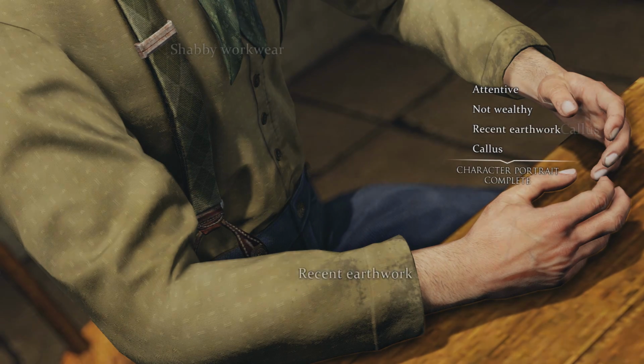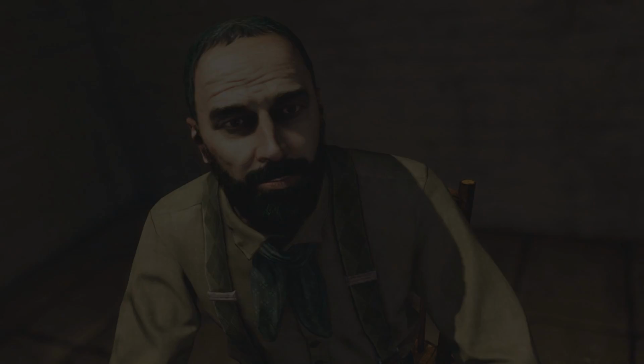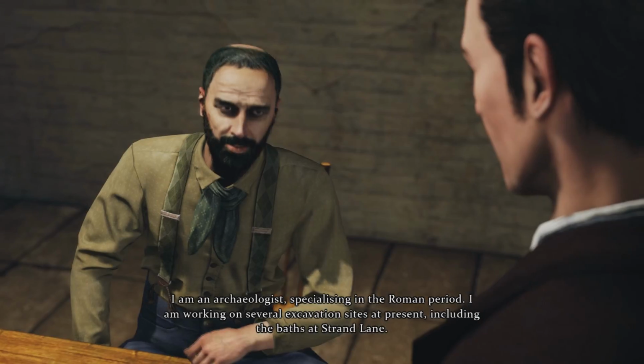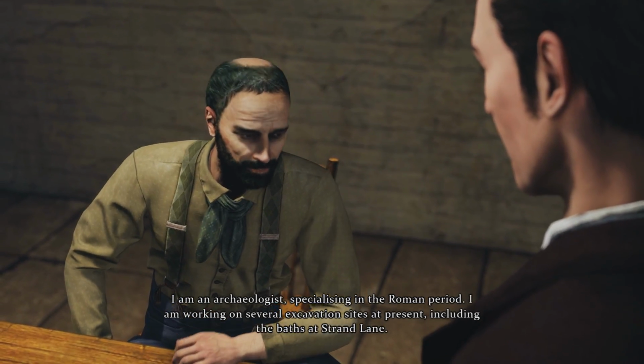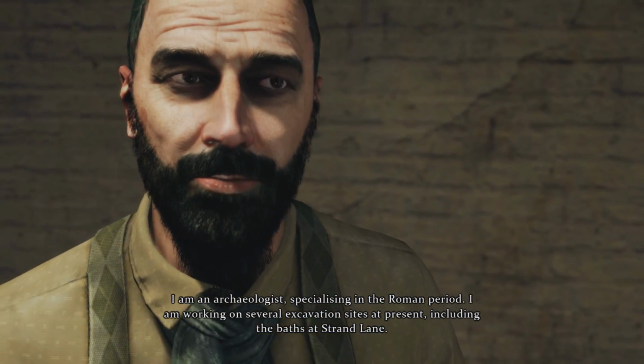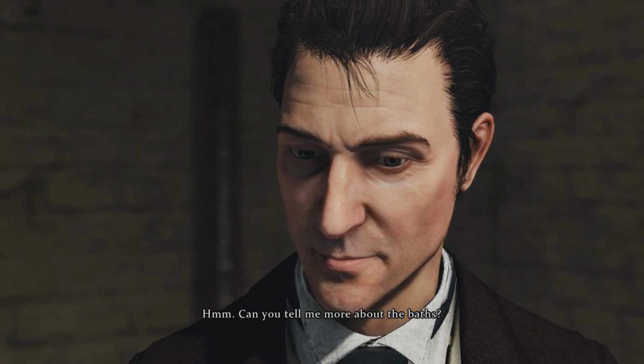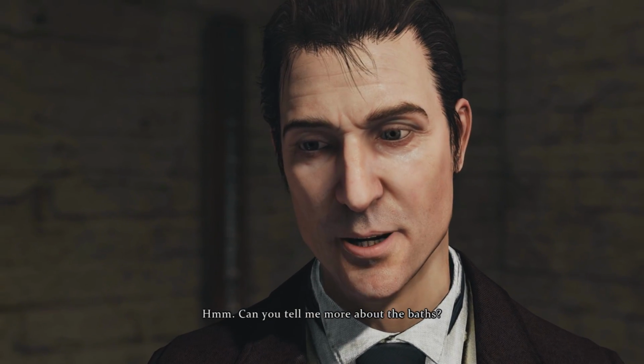Fresh dirt stain. Recent earthwork. What is your occupation? I'm an archaeologist, specializing in the Roman period. I'm working on several excavation sites at present, including the baths at Strand Lane. Can you tell me more about the baths?